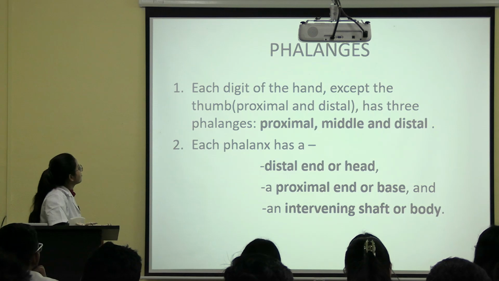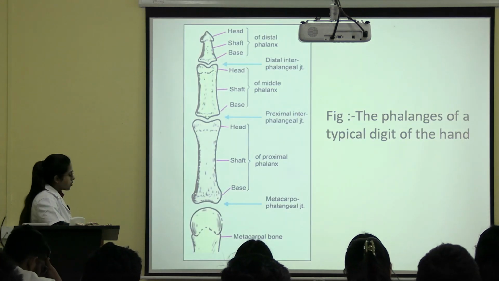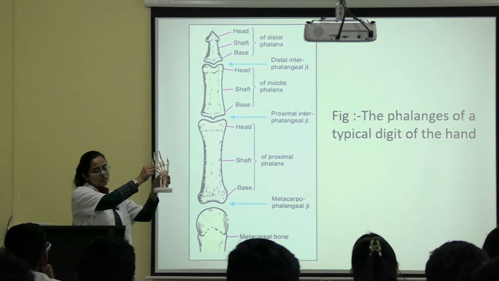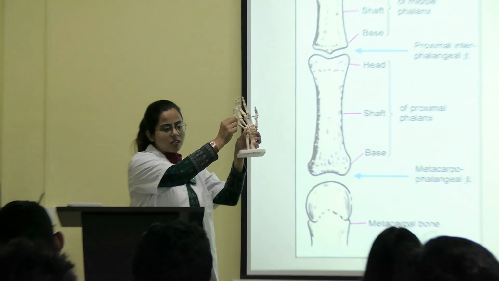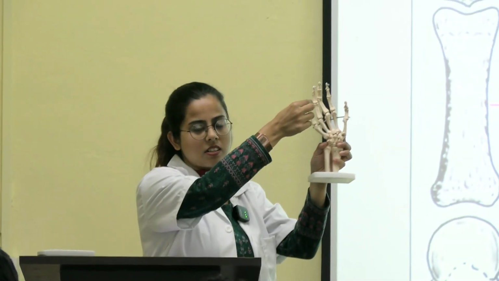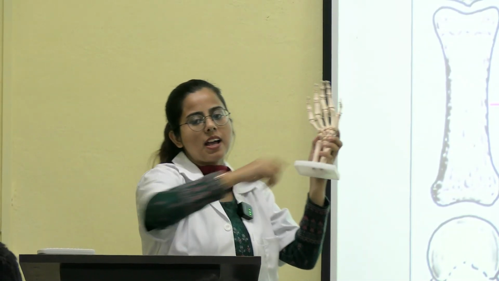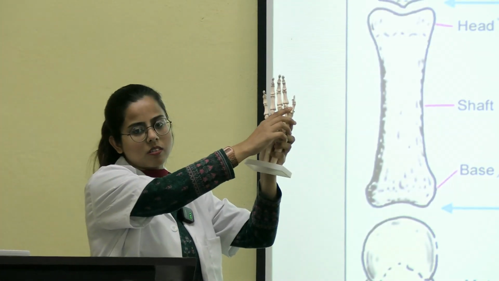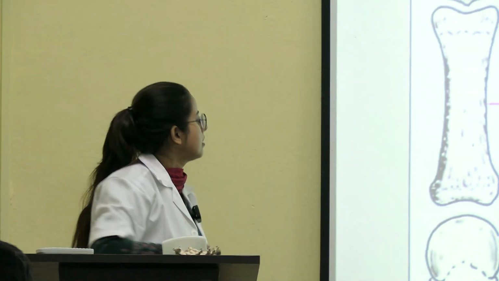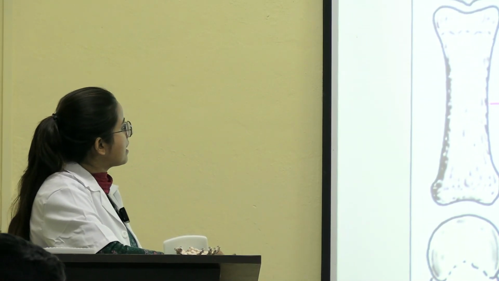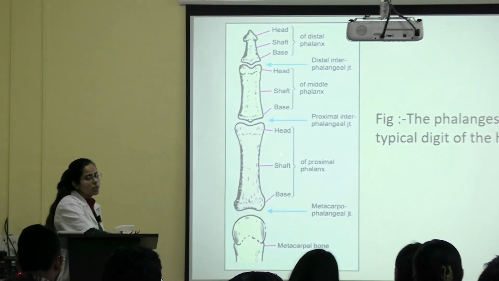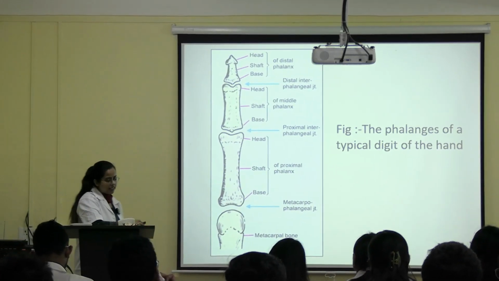Now phalanges. How many phalanges do you have? 14. This is proximal, this is middle, this is distal. How many phalanges does the thumb have? 2. This is proximal, this is distal. No middle phalanx. Clear? Now you can see proximal phalanx, middle phalanx and distal phalanx. Each of these phalanges has 3 parts: head, shaft and base. Clear?